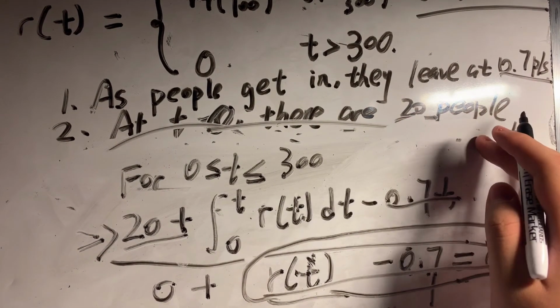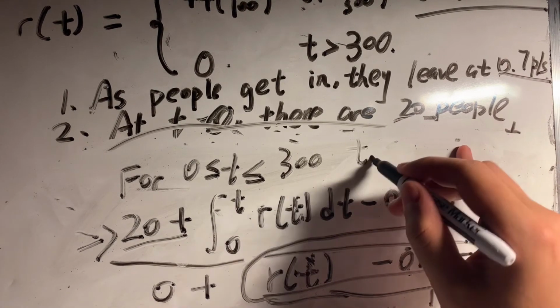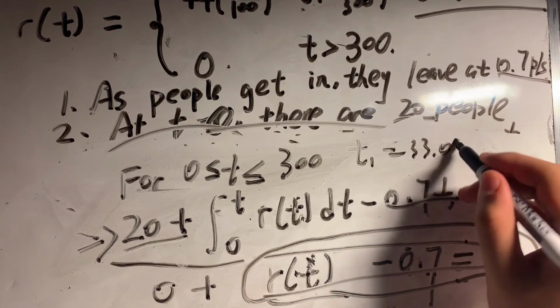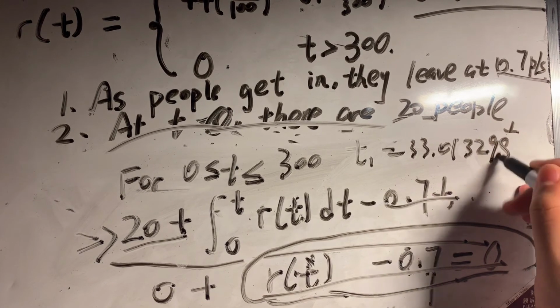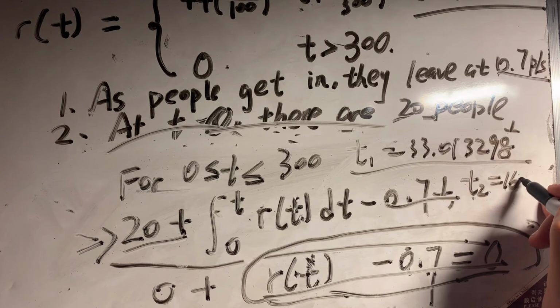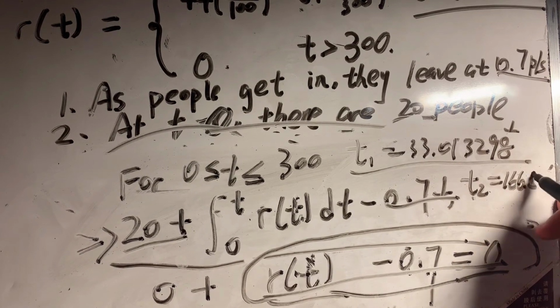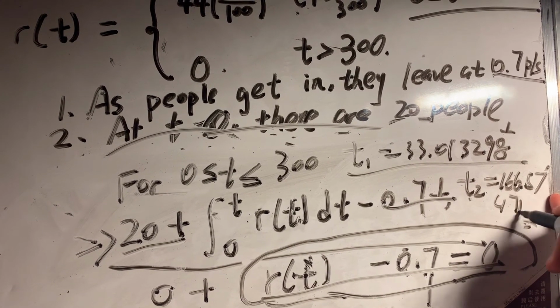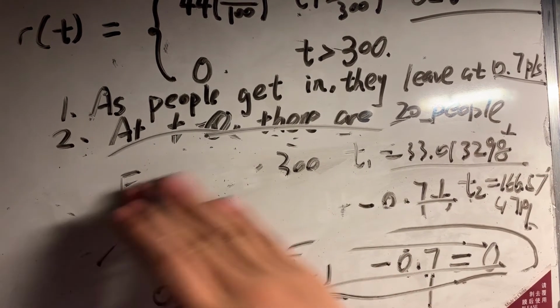So using the calculator, you get that T1 is equal to 33.013296 and T2 is equal to 166.574719. So these are the two critical points.